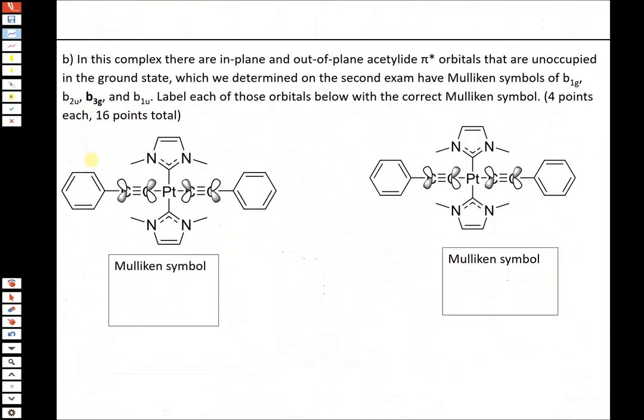Now the next thing we ask about is orbital symmetry, where we gave you the molecular orbital and asked you for the Mulliken symbol. I did have a small typo on the exam. I wrote this as B3g, but this would actually be B2g. That was my mistake. So if you wrote B3g, because I indicated that could be one of the choices, then I didn't count off for that. So I counted B2g or B3g.